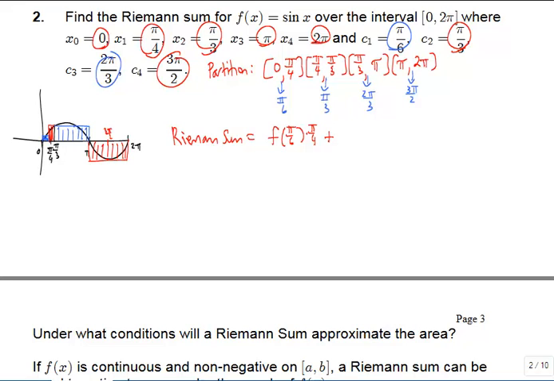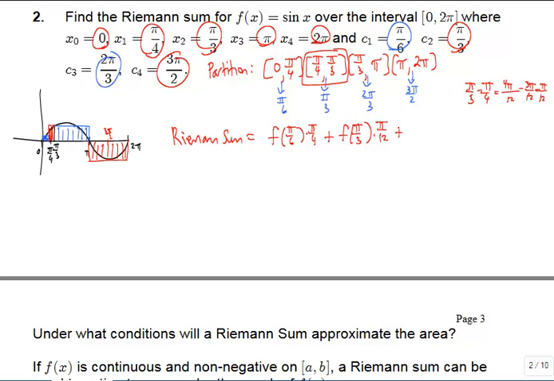Now we go to our second subinterval. This time we want to use the function at pi over 3, and we want to multiply it by the width of this subinterval. How wide is it to go from pi over 4 to pi over 3? Well, you would need to subtract them. Pi over 3 minus pi over 4 is 4 pi over 12 minus 3 pi over 12, so that's pi over 12 wide. So the width of this little red rectangle here is pi over 12.